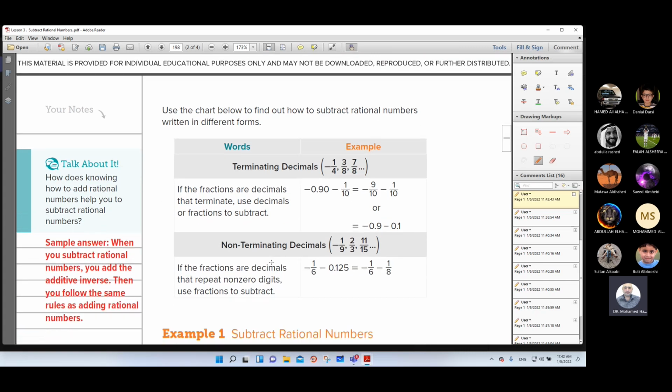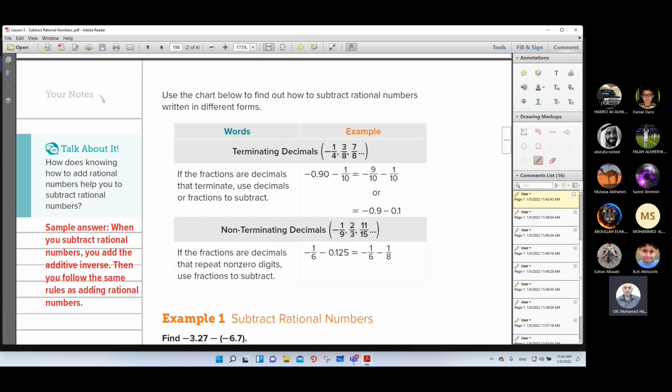Now, use the chart below to find out how to subtract rational numbers written in different forms. Here we have terminating decimals like negative 1 over 4, 3 over 8, 7 over 8, etc. If the fractions are terminating decimals, use decimals or fractions to subtract. For example, suppose we have negative 0.90 minus 1 over 10. Here we have a decimal, here we have a fraction. In this case, you can change the decimal to a fraction.